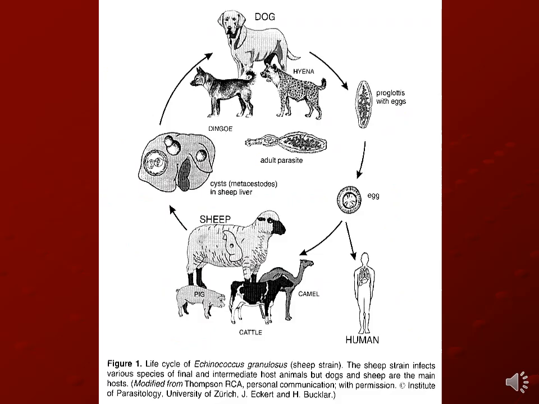This is another drawing for the life cycle. Interestingly, please look, the sheep is larger than the camel. Wow. And larger than cattle, actually, because the problem is mainly in sheep, and it's in sheep raising areas. But all of the herbivorous animals can be infected, of course, and man can be infected.